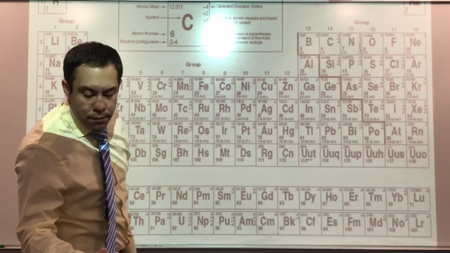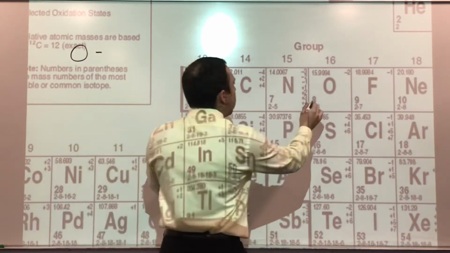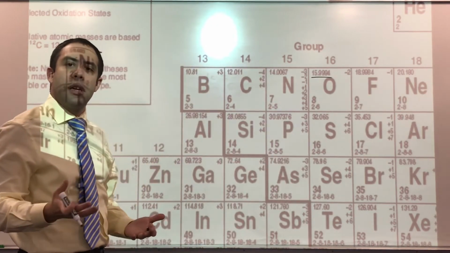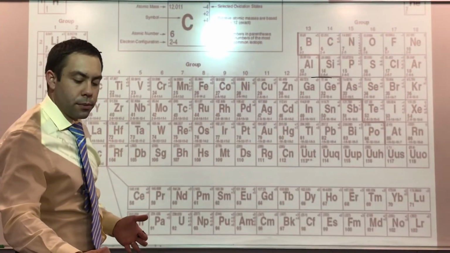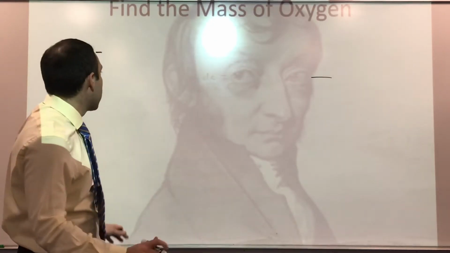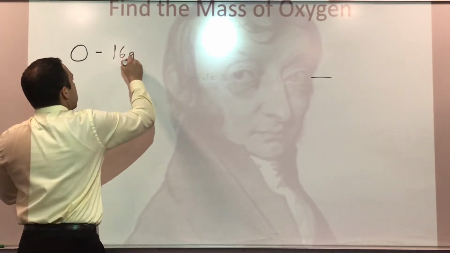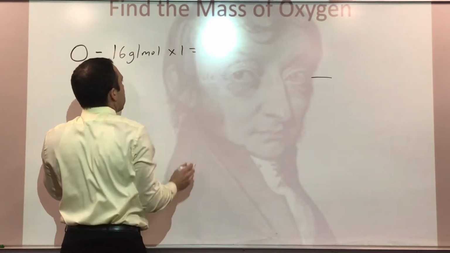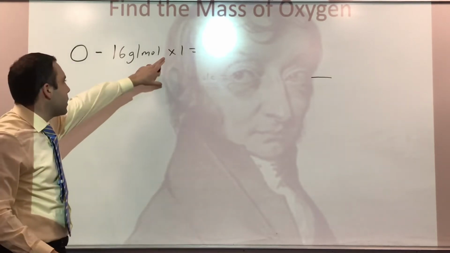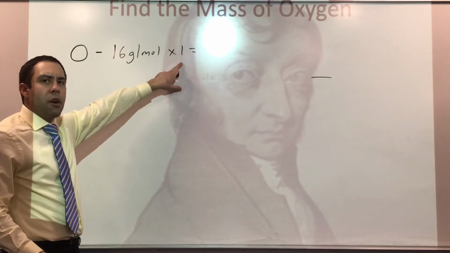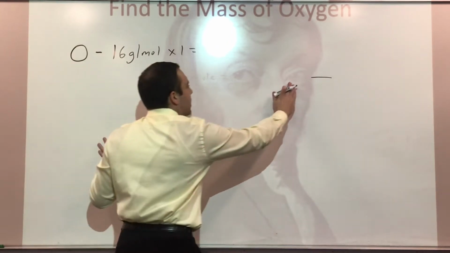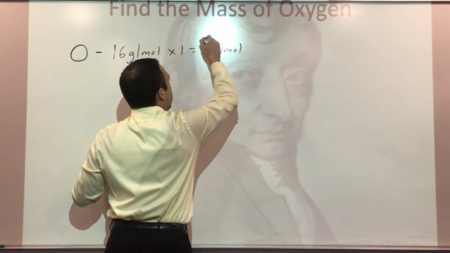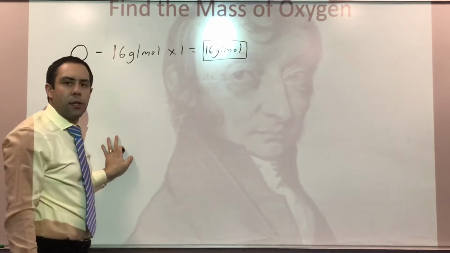Step 2, write down the mass. Oxygen has a mass of 15.9994. We're going to round that to the nearest whole number, which is 16 grams per mole. There's only one oxygen, so we're going to multiply it by 1. That's step 3. Multiply the mass of the element by the number of that element in the compound. Once again, it's not a compound, it's an element, so we're going to multiply it by 1. 16 grams per mole with units. That is our final answer.